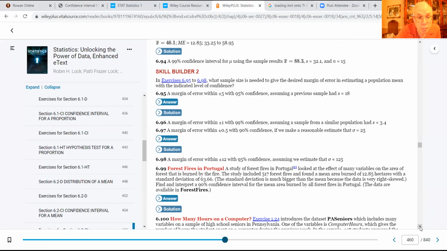All right. Now, here are cases in Skill Builder 2 where they're asking you to find the minimum sample size. If they give you the margin of error, and they give you the level of confidence, and they give you, assuming a previous sample, S is equal to 18. Now, remember the margin of error is going to be T times S divided by the square root of N.